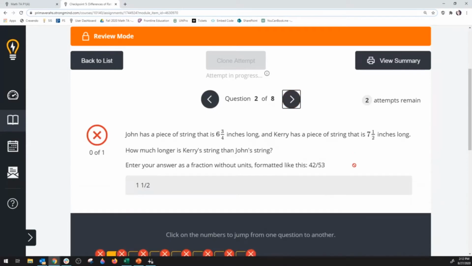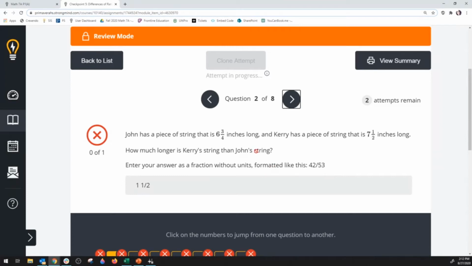All right, number 2. John has a piece of string that is 6 3/4 inches long, and Carrie has a piece of string that is 7.5 inches long. We want to know how much longer is Carrie's string than John's string, and we want to enter our answer as a fraction without units. So for this one, I'm going to do subtraction again, right? Like we did with the last one to figure out how much bigger Carrie's string is.